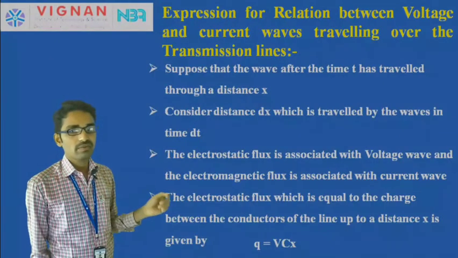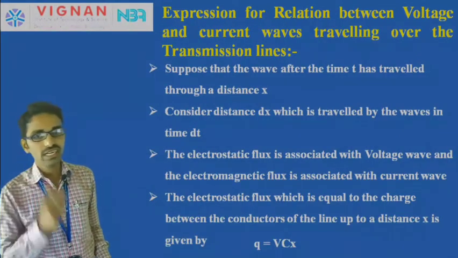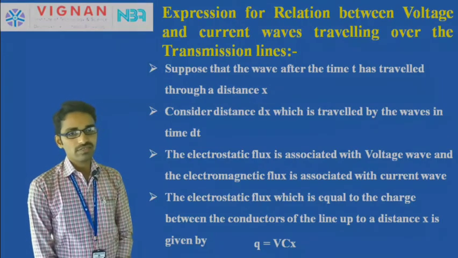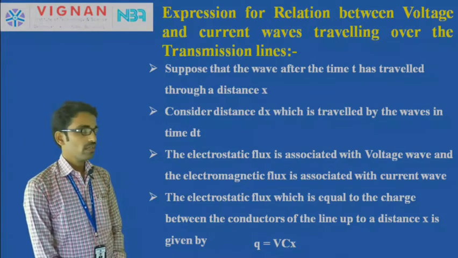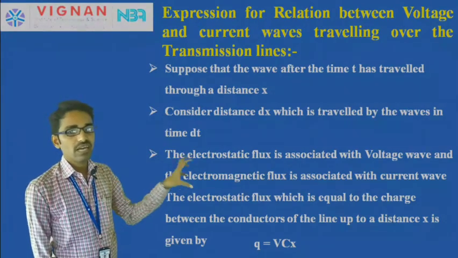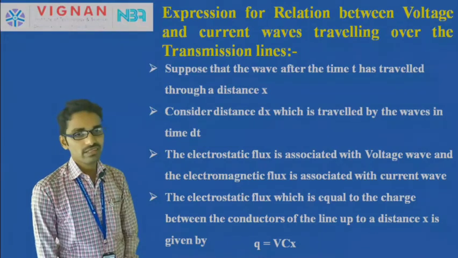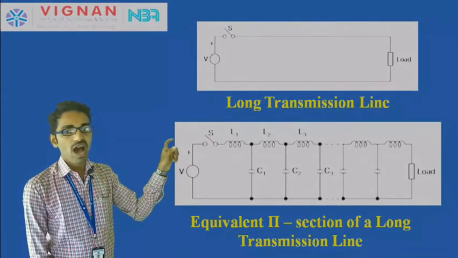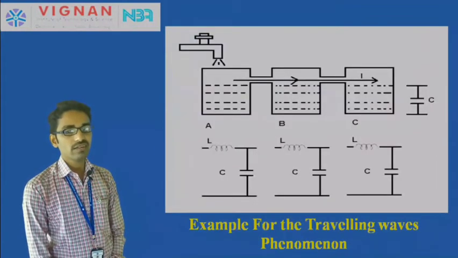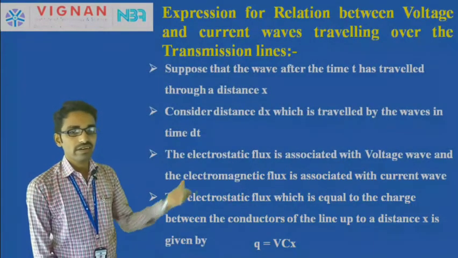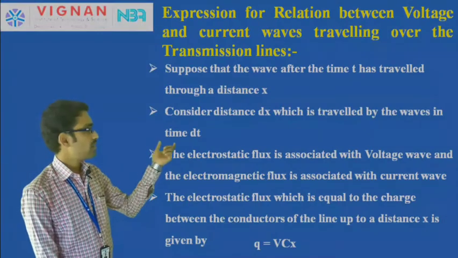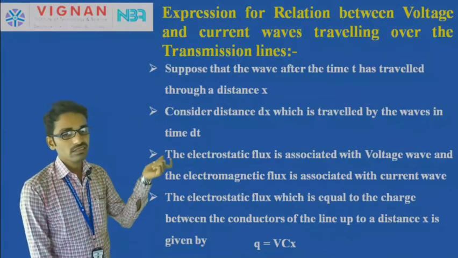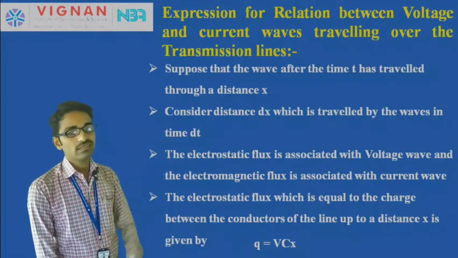Let us look at the expression for the relation between the voltage and current waves for a travelling wave on the transmission line. Suppose we consider the wave after time t has travelled a distance x. After some distance x, it travels a small distance dx in a small time dt.